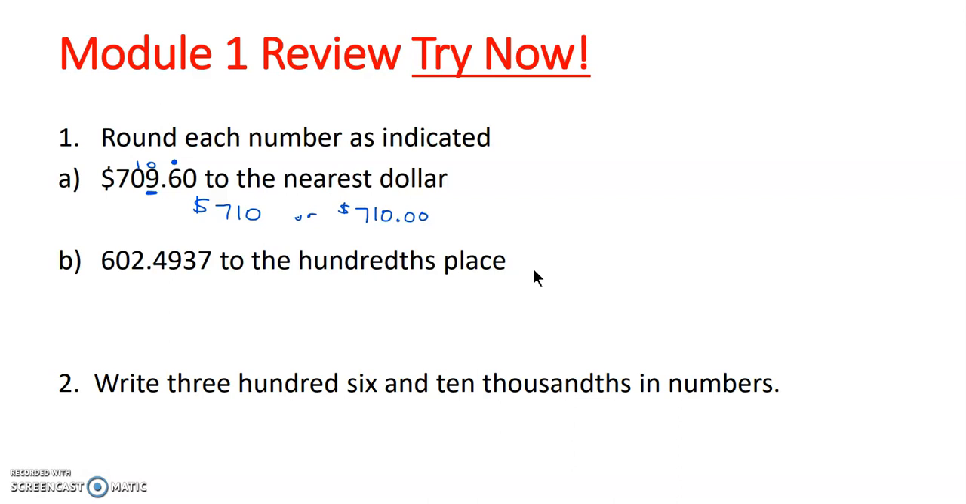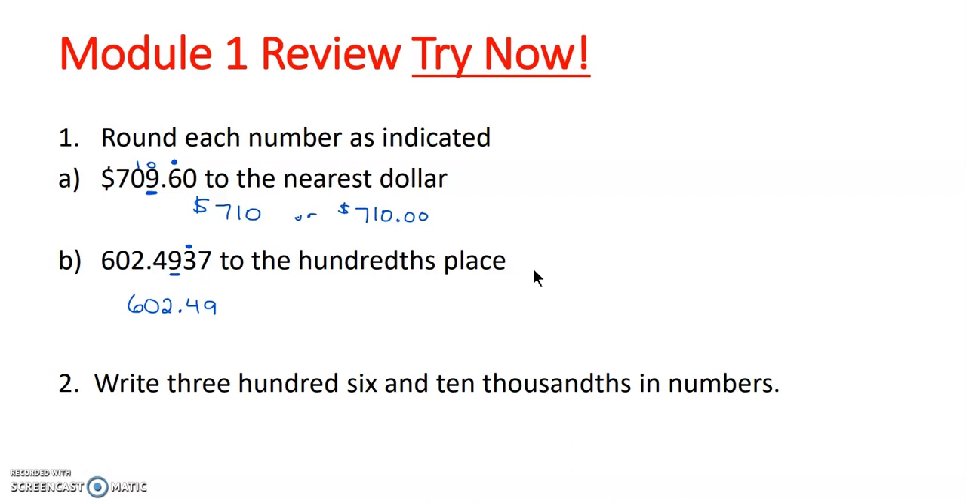For B, we're rounding to the hundredths place. The 4 is in the tenths place. The 9 is in the hundredths place. So we're going to be looking next door to the right at the 3. The 3 will not push the 9 up, so the 9 is going to stay the same. So everything to the left is going to be copied. The 9 will stay the same, and because we're on the decimal side, we're going to drop the 3 and the 7. We do not change them into zeros. So you'll have 602 and 49 hundredths.